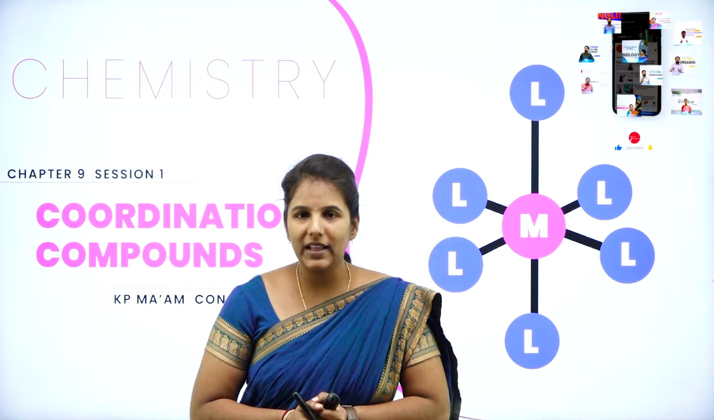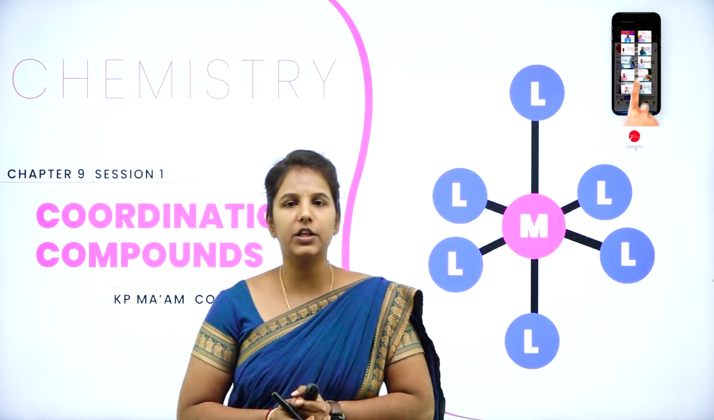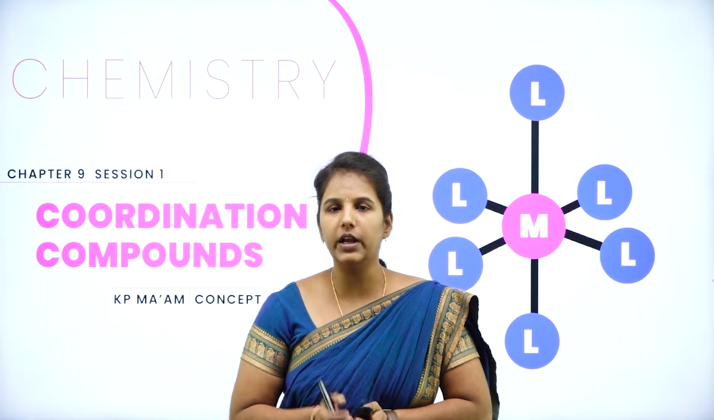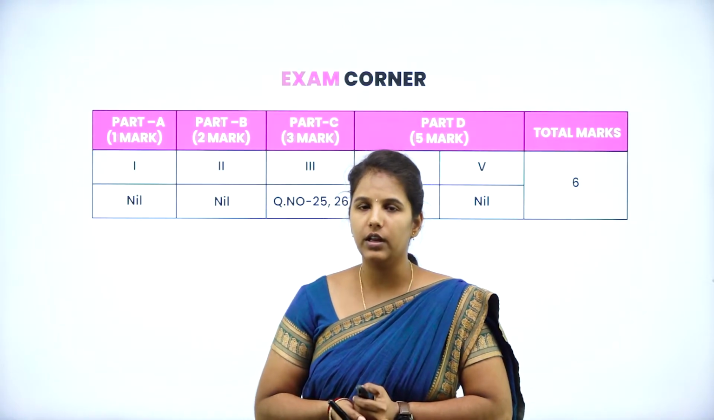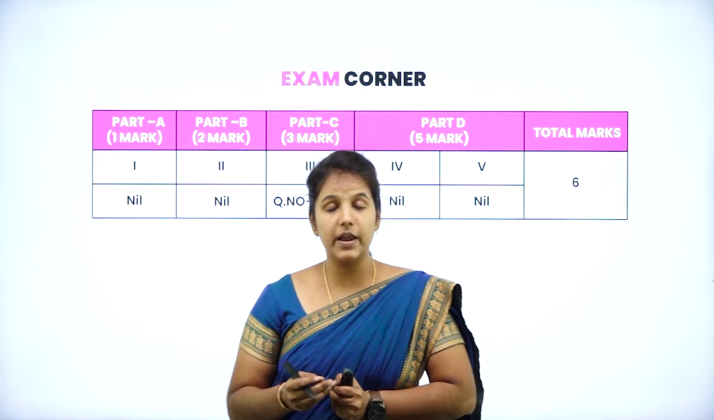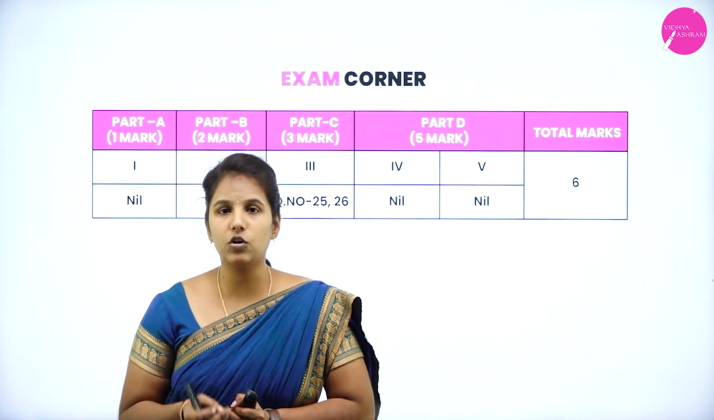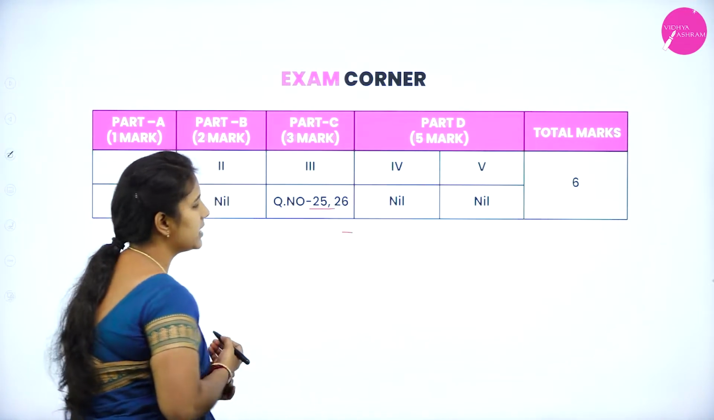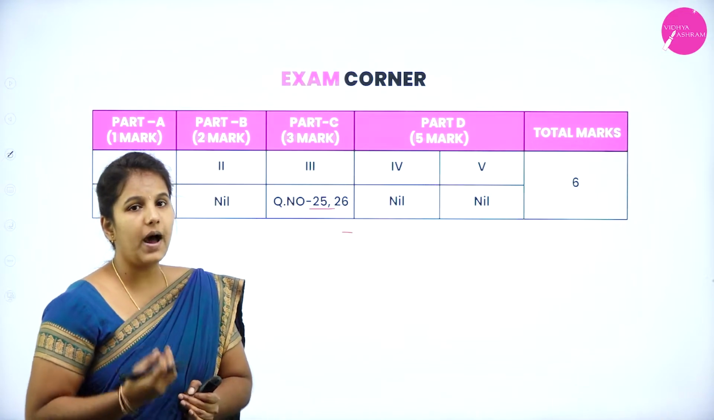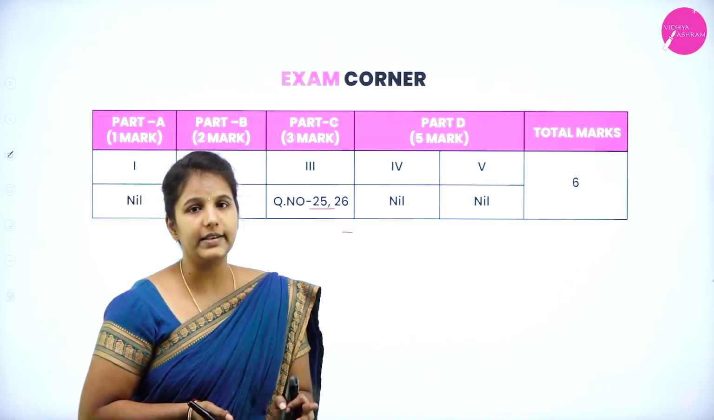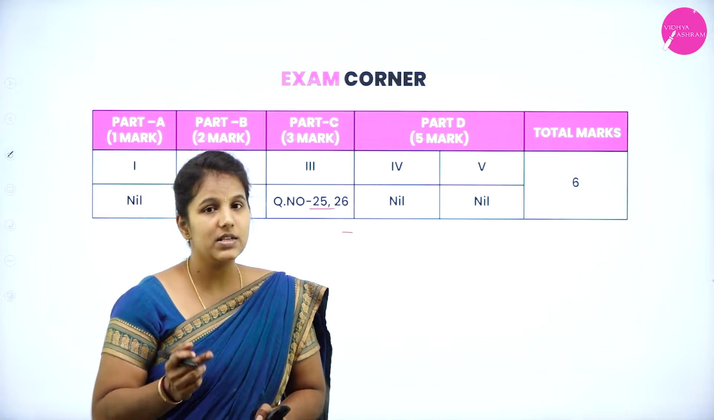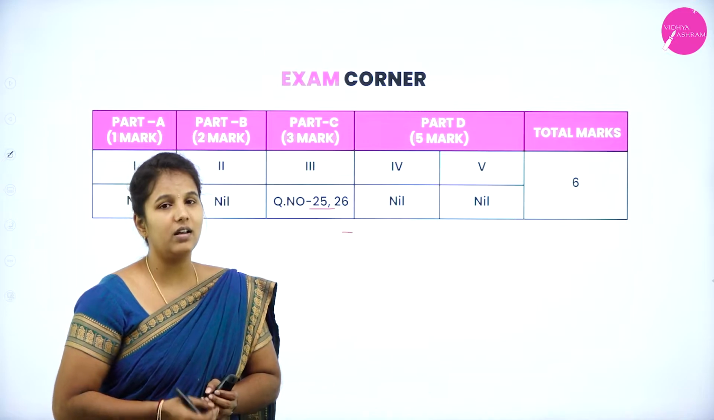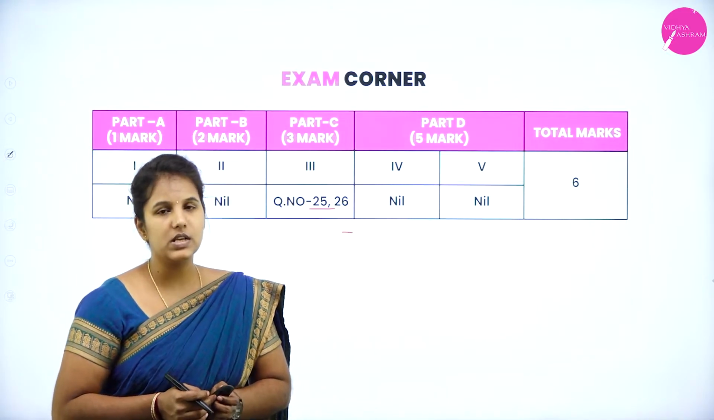My dear students, in this session we are going to start a new unit called Coordination Compounds. Before discussing this unit, let's see its weightage. From this unit we can expect around 6 marks in total. Question numbers 25 and 26 from Part C will be asked for 3 marks each, totalling 6 marks. It is one of the easiest units, where you can easily earn 6 out of 6.